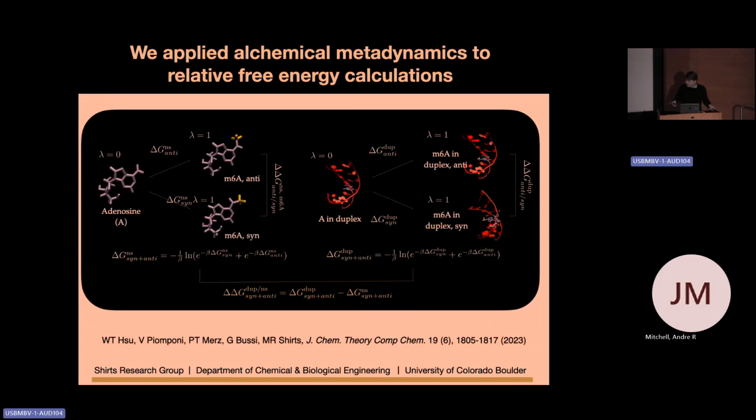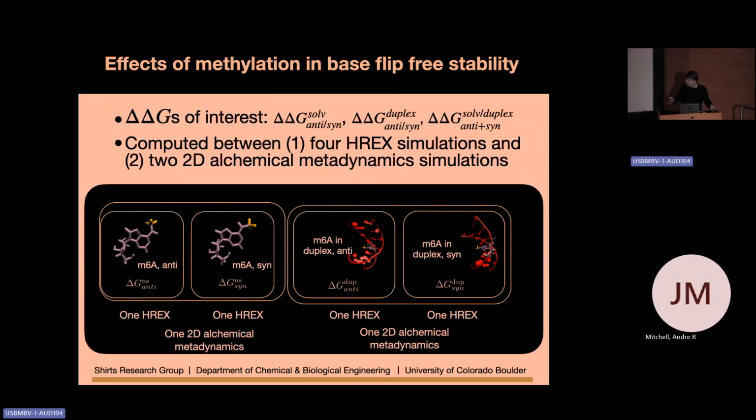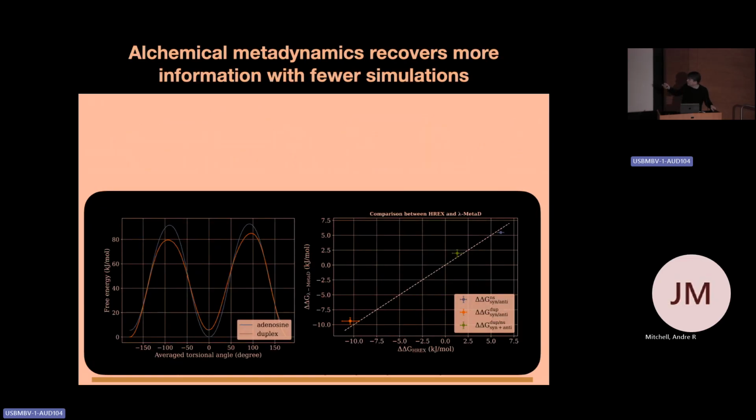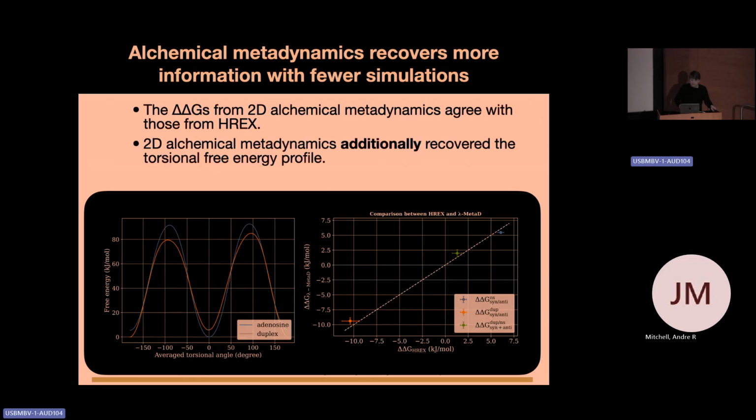We've applied this to some interesting free energy calculations looking at the anti-syn methylation of adenosine and the difference in solution and in duplex. This is a very slow process that you can't just run the alchemical simulation for. We did a number of Hamiltonian replica exchange simulations, but these can be replaced by 2D alchemical metadynamics, and the results are exactly the same. Additionally, you get the torsional free energy profile that you didn't get with the previous calculation.